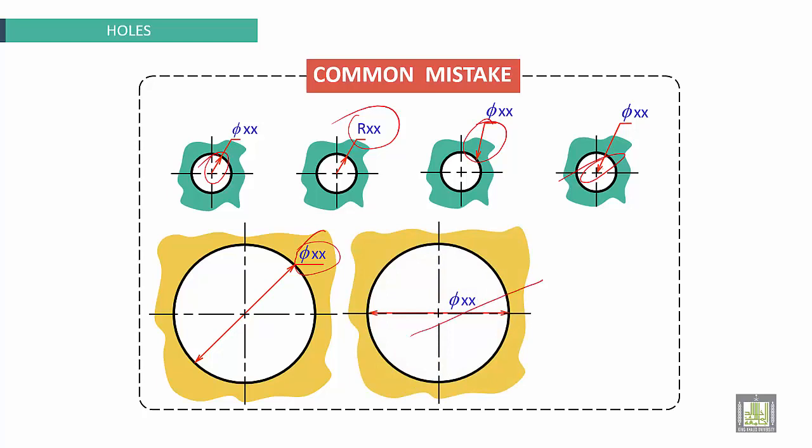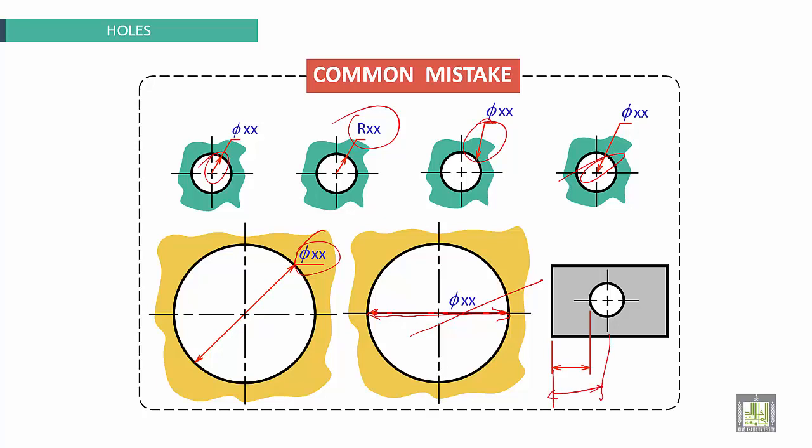Also, this one is wrong. The diametrical line on the center line, this is wrong. And here also, to locate the hole, this is wrong. You have to locate the center. Okay? And from here you have to locate the center.